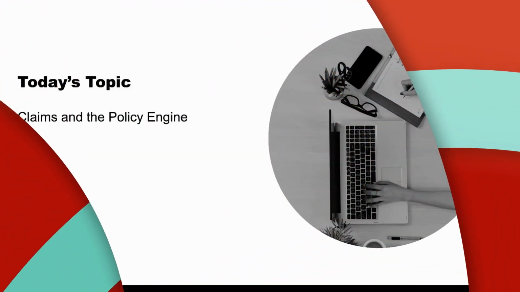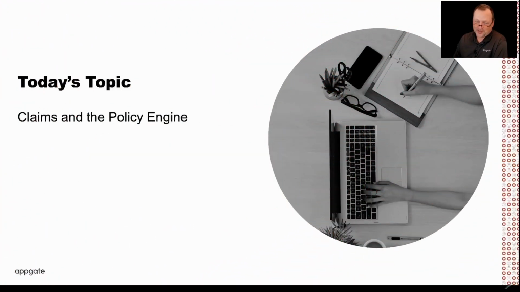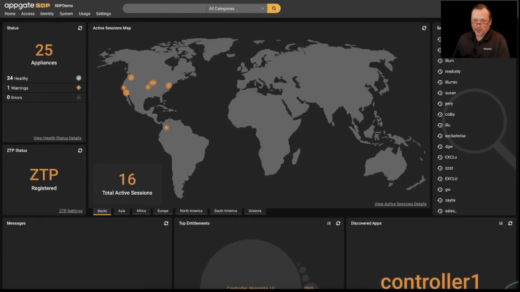This Appgate SDP demo topic is claims and the policy engine. This is a fun topic. If you remember from previous demos, the claims engine is a very powerful part of the Appgate environment. Let's go all the way to the very beginning of how claims are created and where they originate from, and then I'll show you how we use them in the system.